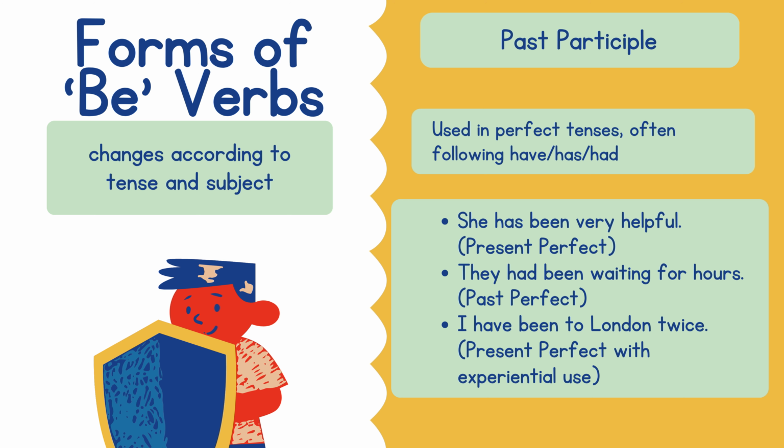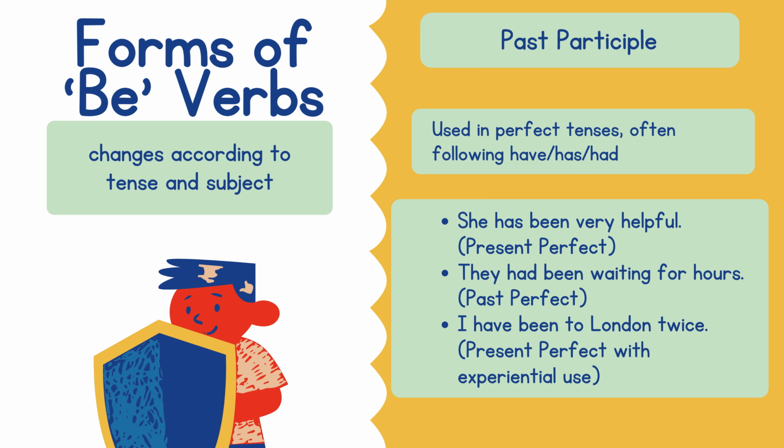Here are some examples. She has been very helpful. Present perfect. This shows that her helpfulness started in the past and continues to the present. They had been waiting for hours. Past perfect. This shows that the action of waiting was completed before another event in the past.